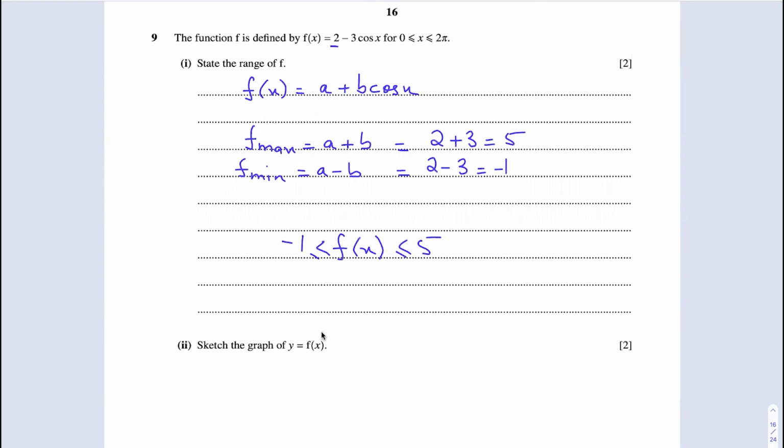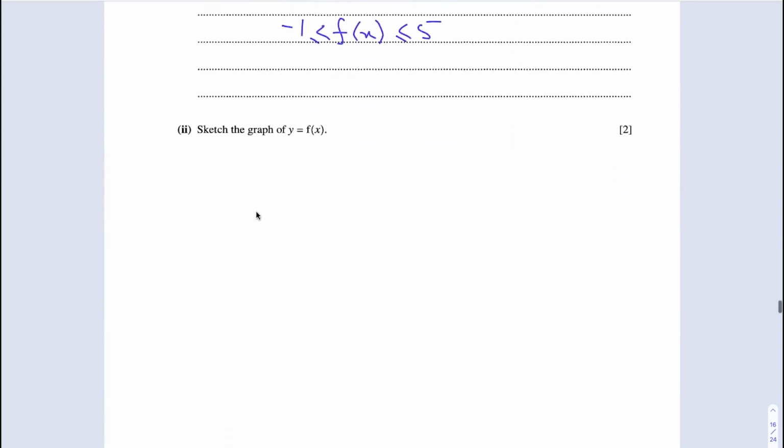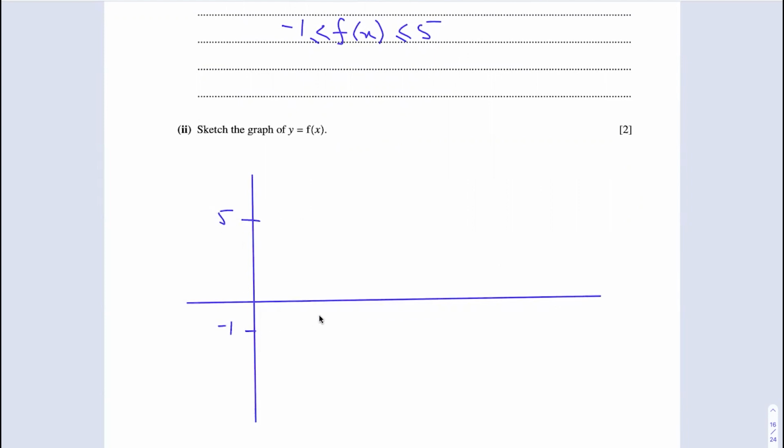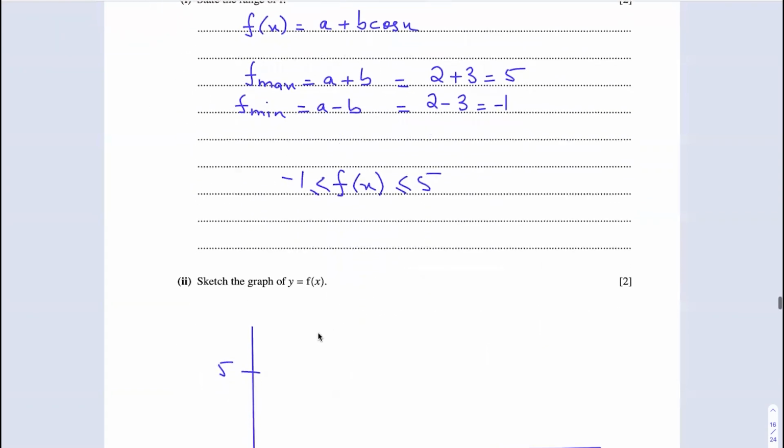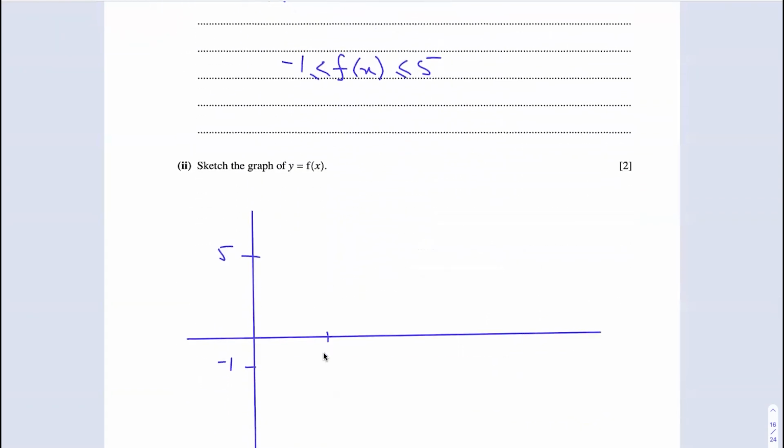Part 2, we have to sketch the graph of y equals f of x. So we already know that the minimum value is minus 1 and the maximum value is 5. As it is a minus cos graph, minus 3 cos x, it will be an inverted cos graph. So let's say this is pi and this is 2 pi. So the graph will reach its maximum point at pi and will be like an inverted cos graph.